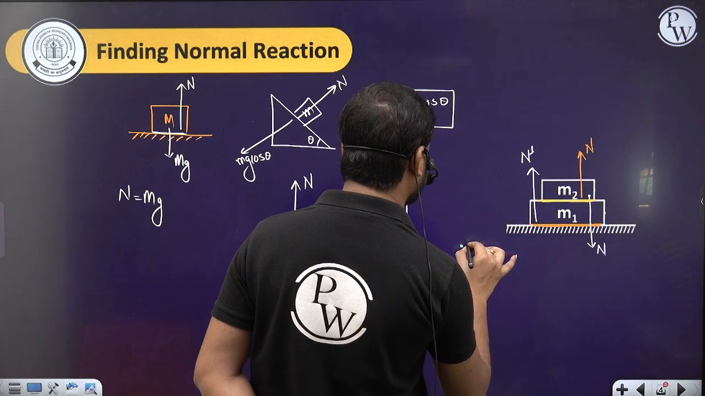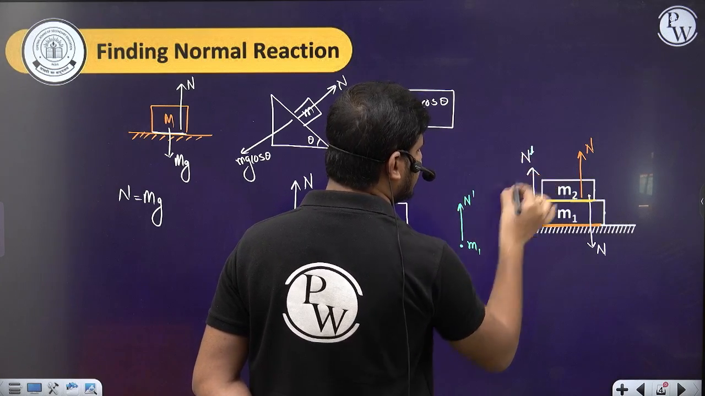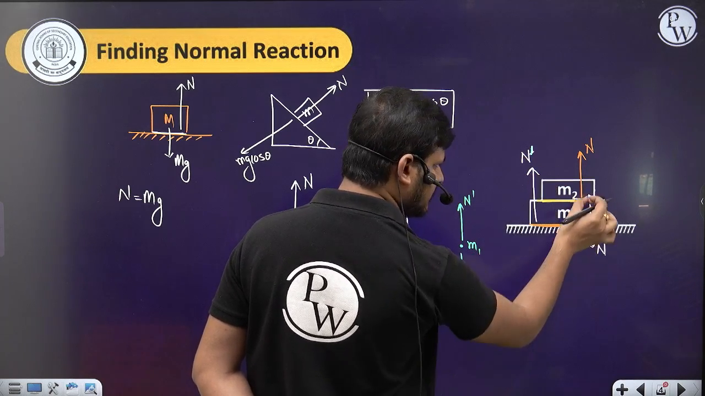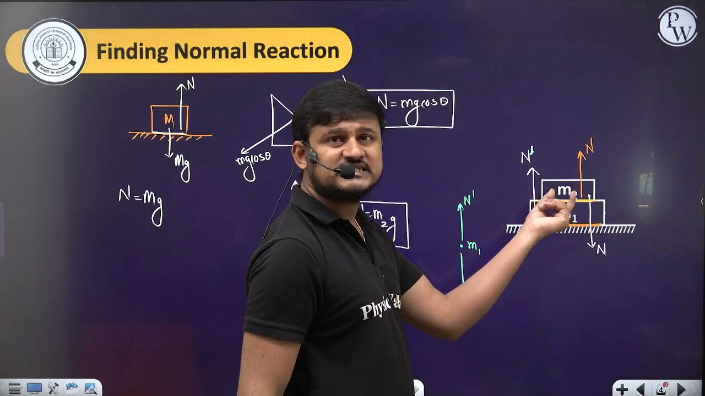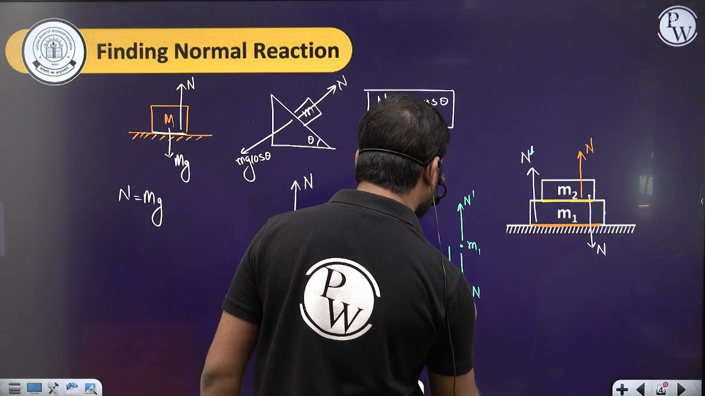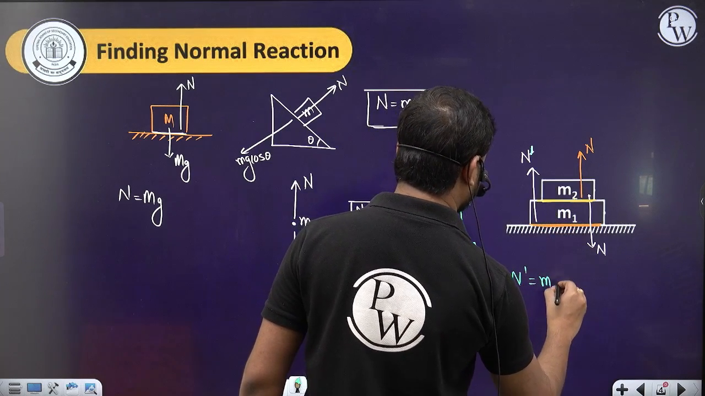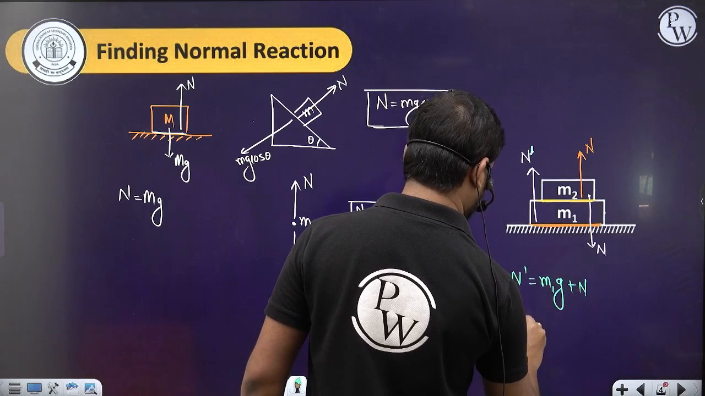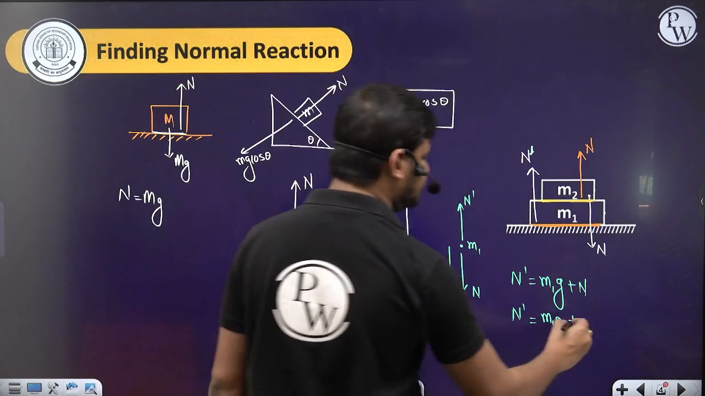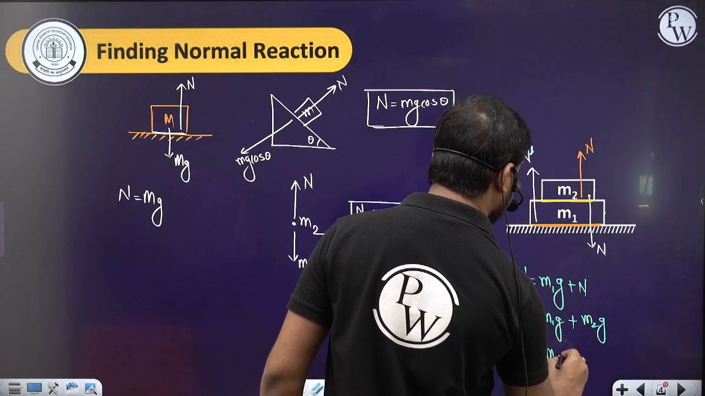Next, what is N dash? So draw the free body diagram of the M1 block. On the M1 block, I can see that N dash is acting up. This is the N dash which is acting up. And then the normal reaction N acting down. Yes or no? See here, this normal you should consider. The M2 block is exerting normal N on the M1 block, right? And then M1g is also acting down. So we can say that N dash is equal to M1g plus N. What is N? N is equal to M2g, we can write. So N dash is equal to (M1 plus M2) times g.